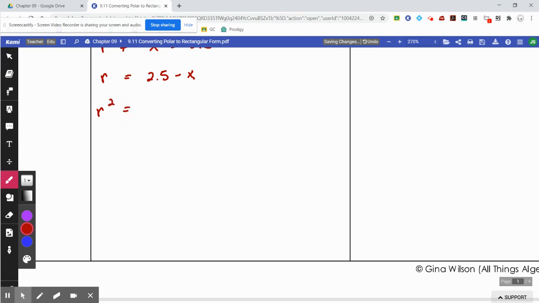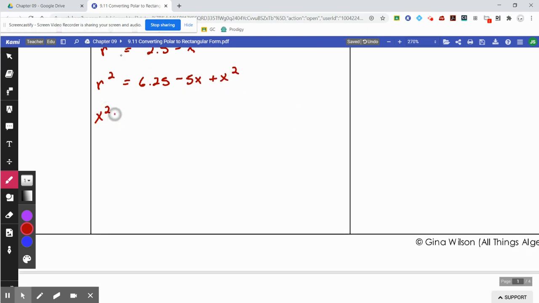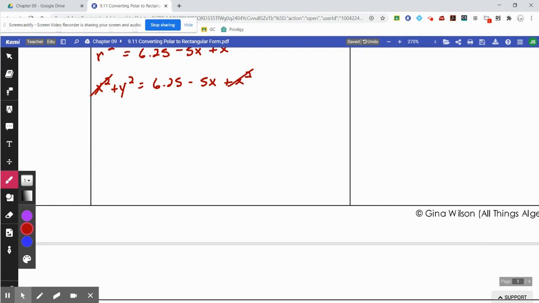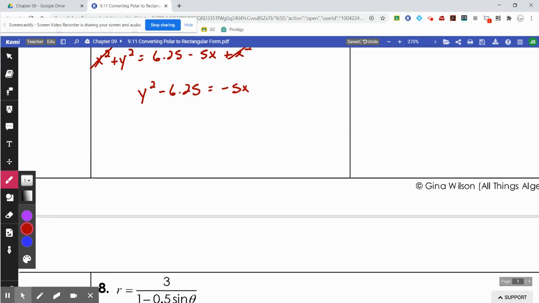Gives me r squared equals 6.25 minus 5x plus x squared. You can now replace r squared with x squared plus y squared equals 6.25 minus 5x plus x squared. Cancel your x squareds. Let's go ahead and get this in standard form. Move your 6.25 over. Gives you y squared minus 6.25 equals negative 5x. To isolate x, let's divide each of these by negative 5, and I now have negative 1/5 y squared plus 1.25, and that will equal, I'm going to put my x first.